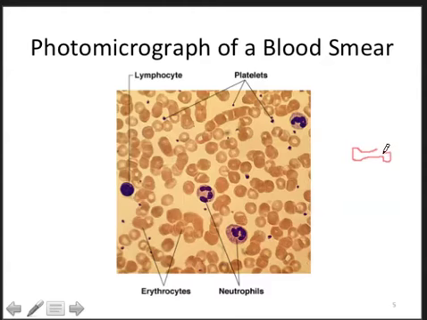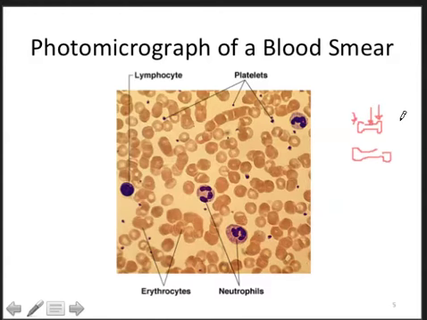Yeah, that's not very good. Let me draw that again. Look a little bit like this. Like that. Where these will be the edges. Okay. And this will be the center. And the reason for that shape is to maximize area available for gas exchange. So those are the erythrocytes and the thrombocytes.